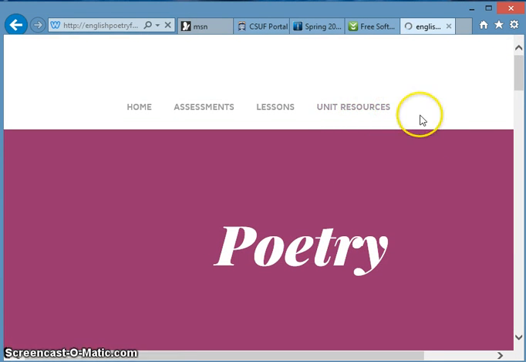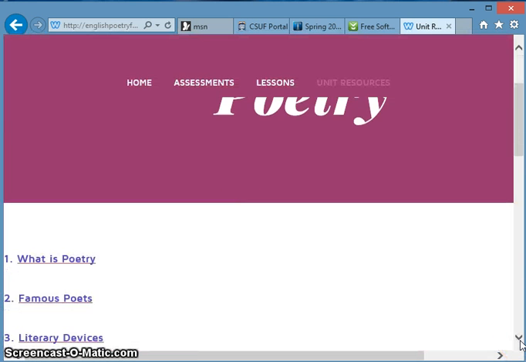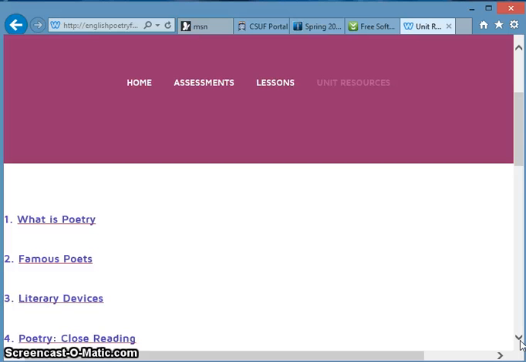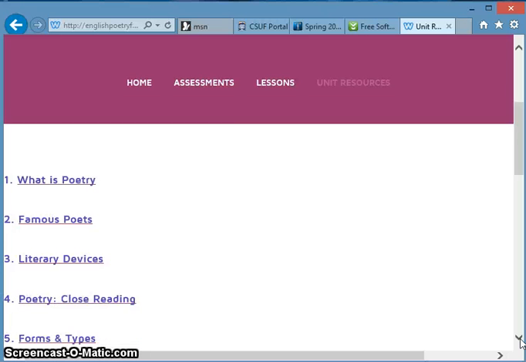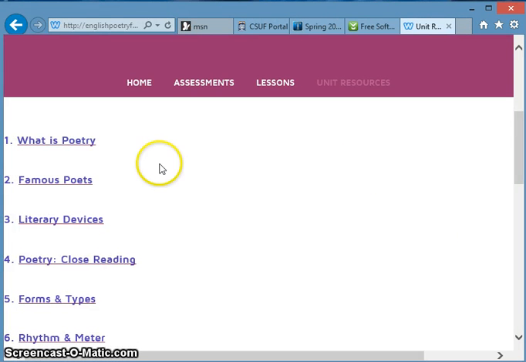And lastly, I have the unit resources page, which I believe is a really important page to have on a teacher's website because it provides students with helpful tips for any content area, not only in the language arts class. So, for instance, this unit resources page contains 10 resources, such as what is poetry, famous poets, poetry close reading, forms and types, and rhythm and meter.